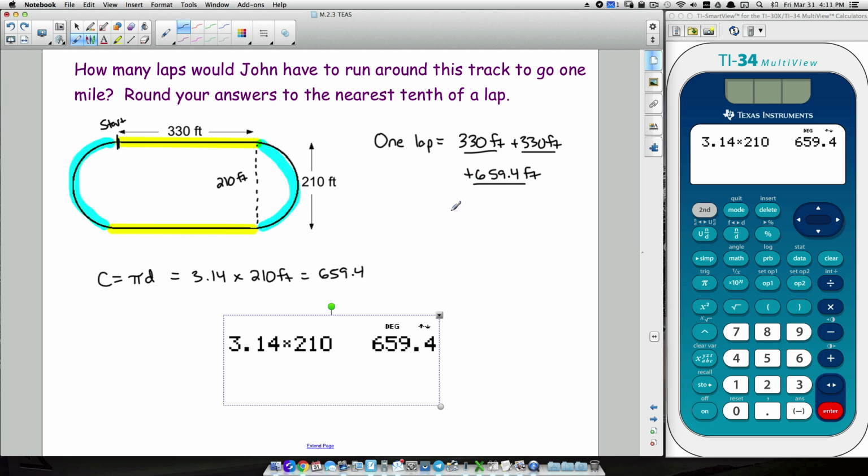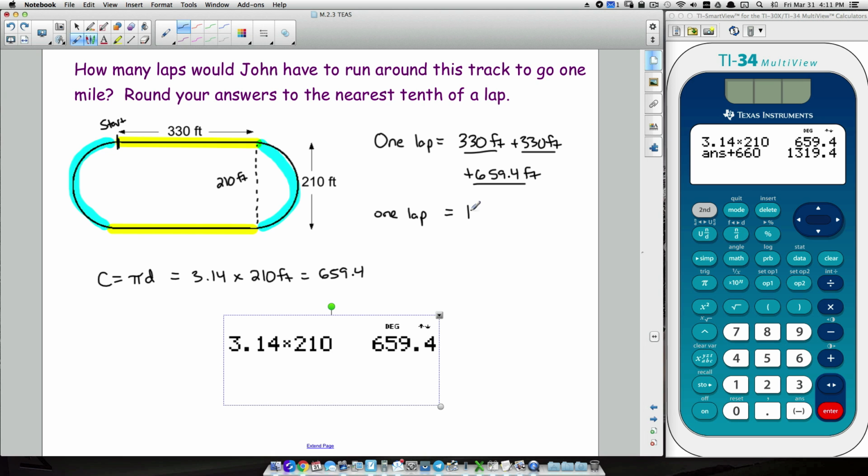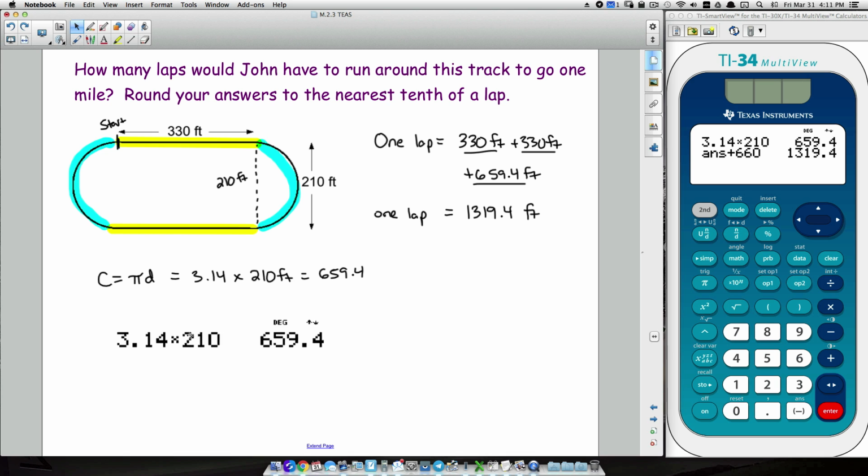So let's add up this measurement and this measurement, and that's going to be the length of one lap. So one lap is equal to 659.4, and we're going to add 330 plus 330. Really, that's the same thing as adding 660. So we get 1,319.4 feet. Well, we're still not done with this problem because we have to read this question very carefully.